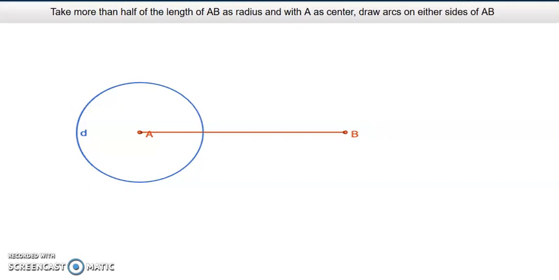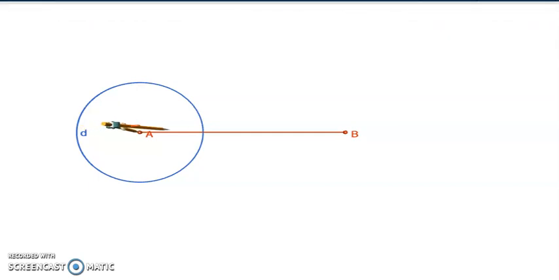Now, we need to bisect the line segment AB. We have to draw the perpendicular bisector of the line segment AB. You know very well, children, to draw the perpendicular bisector, we need to take more than half of the length of AB as radius. And as AB is 10 centimeters, let us take more than half, that is more than 5 as radius, and draw arcs from A on either side of the line segment AB.